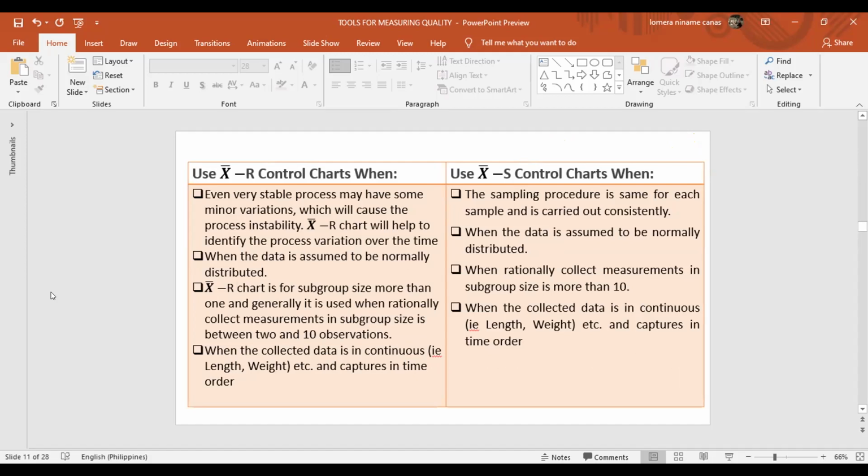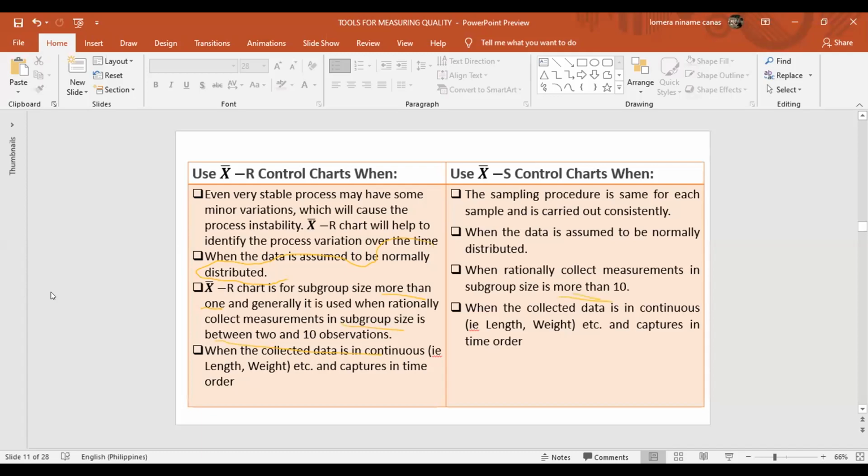So when to use X-bar R control charts? Okay, so when the process is stable, when based on your observation, the process has some minor variations, the X-bar R chart will help us to identify the process variation over time. And in the two charts, the X-bar R and the X-bar S chart, we assume that the data are normally distributed and the data are continuous. We use X-bar R chart when the subgroup size is more than 1. Take note of this, subgroup size is more than 1, or the subgroup size is between 2 to 10 observations. We use the X-bar R control charts. And if the subgroup size is more than 10 observations, we use X-bar S control charts.